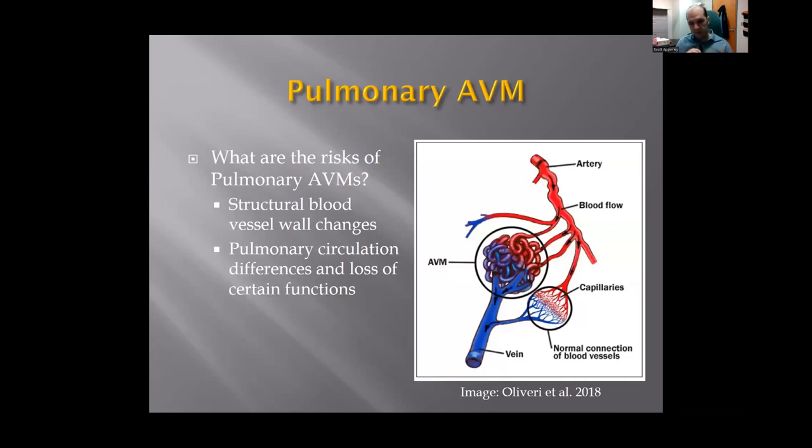So if we do have this connection, the next thought would be, well, why do we treat and what are the potential risks of having a pulmonary AVM that would be untreated if large? And pulmonary AVMs can both result in structural changes to the lungs, but also changes to some of the normal functions and the normal circulation within the lungs, and can result in loss of some of those functions.